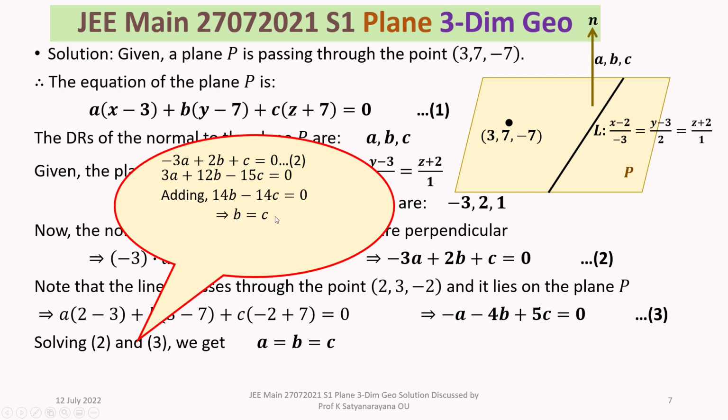Now you put b is equal to c in equation 2. You will get -3a + 2c + c, and that will be -3a + 3c. That is a is equal to c. Thus you got a is equal to b is equal to c. Thus we got these things. We continue in the next slide.